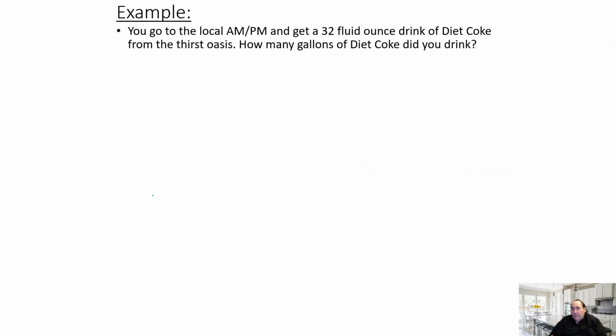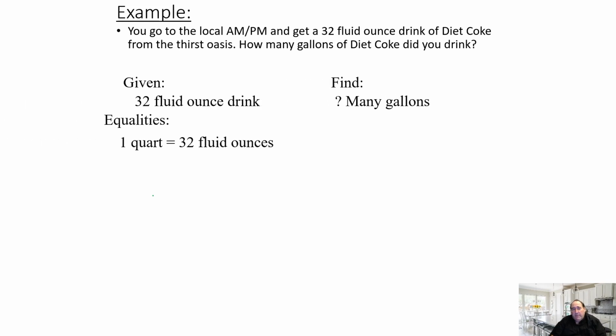All right, let's take a look at another one here. So why don't you give this a go and see what you come up with. I'm going to give you some equalities that might be helpful. You go to the local AM/PM to the Thirst Oasis there, and you get yourself 32 fluid ounces of Diet Coke. We're looking for how many gallons of Diet Coke did you drink? So take a couple minutes here, set it up using dimensional analysis, use your conversion factors, and see what you come up with.